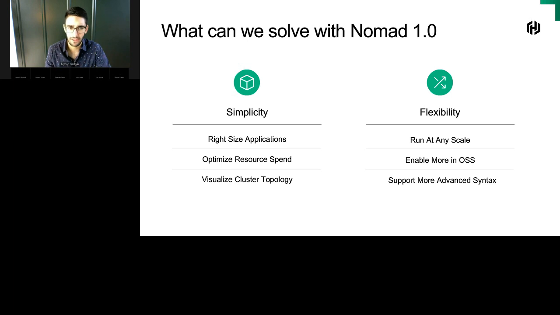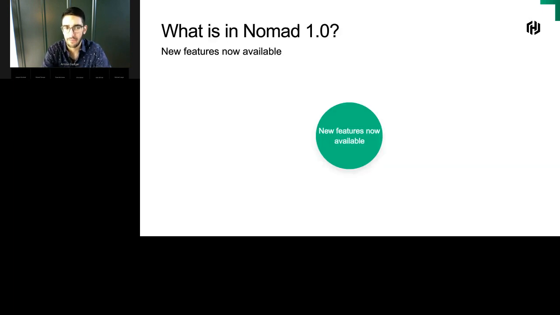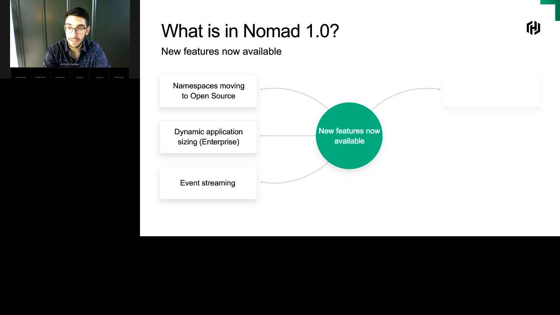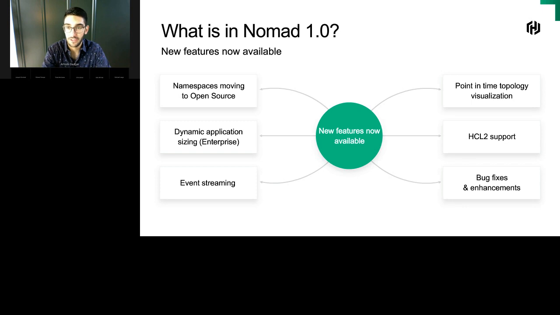We're going to talk about some of this, but as a quick highlight of some of the features we'll be talking about: namespaces within Nomad and how that's moving to open source. We'll talk about visualization on the cluster, dynamic resizing of resources for tasks, HCL2 support and the flexibility that brings, event streaming and real-time notification of things happening on the cluster, as well as some other more minor enhancements.